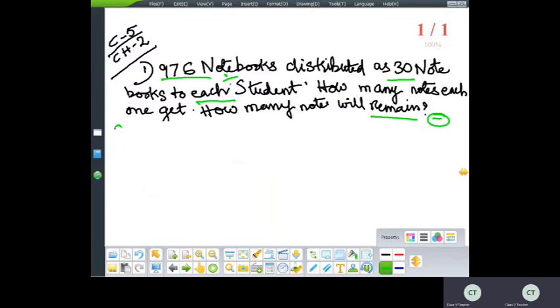Total number of notebooks. Solution. So total number of notebooks are... To make our calculations simple, we are doing division, because 976 minus 30, if you just go on doing till you get 0, it is a very lengthy calculation process. To make the calculation simple, we are doing division.